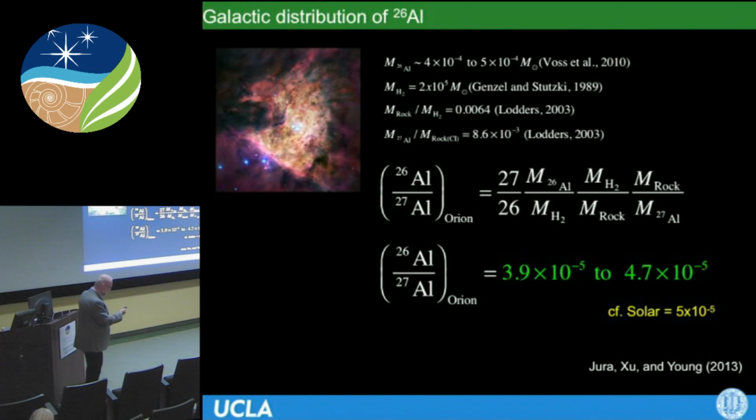By the way, I just went through the same calculation. If you take the numbers that apply to Orion itself, that was for the whole galaxy. If you take Orion itself and the mass of aluminum-26 in Orion and do the same calculation, you get between 3.9 and 4.7 times 10 to the minus 5. Again, 5 times 10 to the minus 5. So we look quite normal.